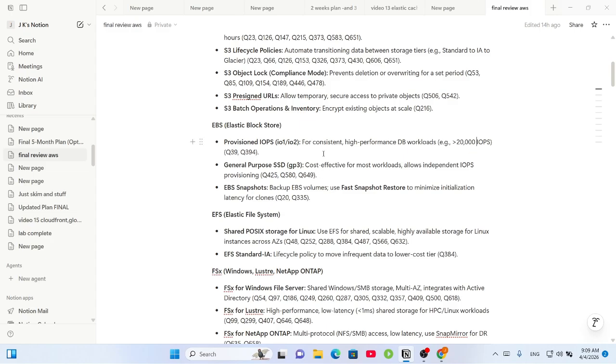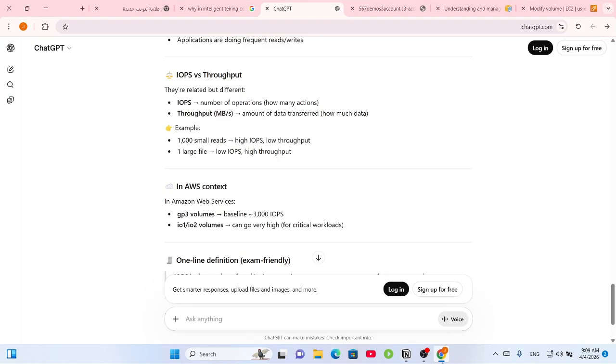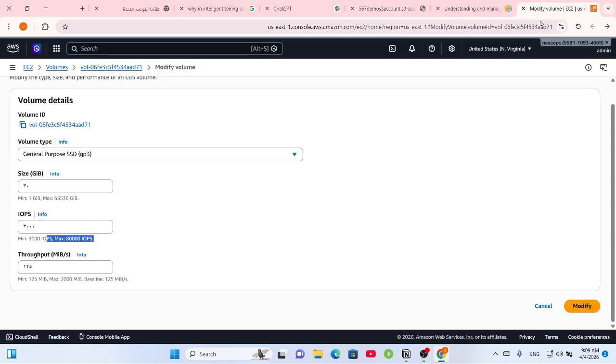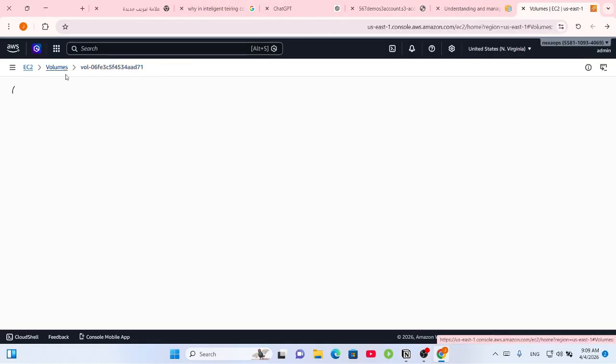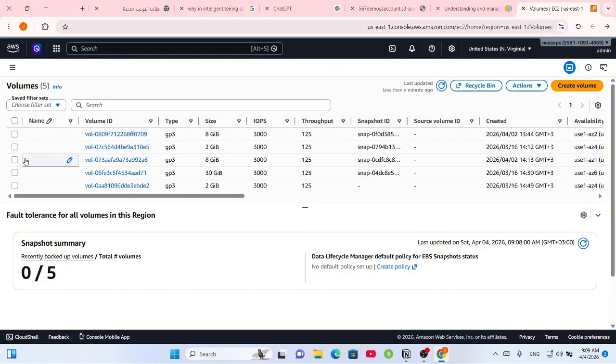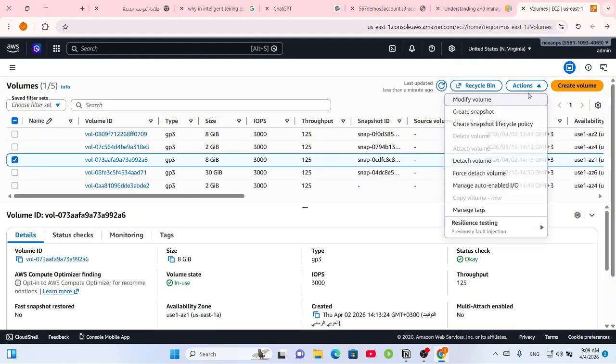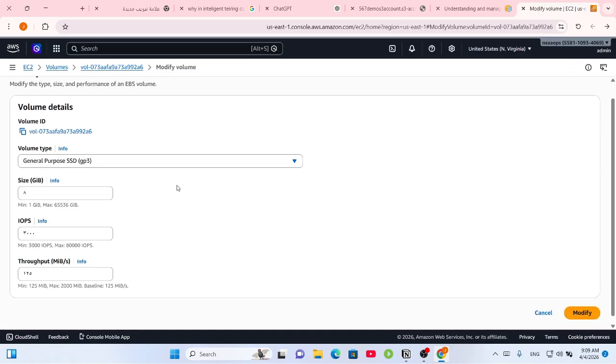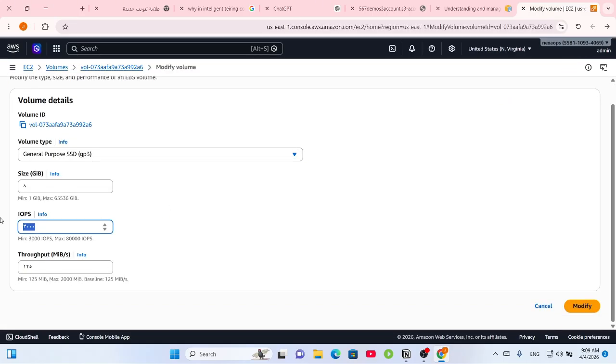If no, leave it at 3,000. So let me show you an example here. We have to go here. Okay, you can go to EBS and volumes here. You can choose one here, and you can modify the volume here, and you can just change this IOPS. Right now, by default, it's going to be 3,000.